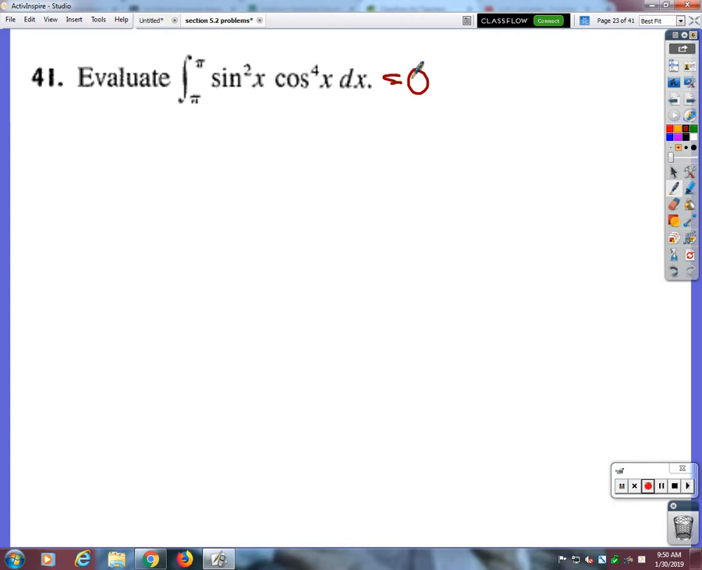No, it means the area from pi to pi underneath the curve sine squared. Yeah.